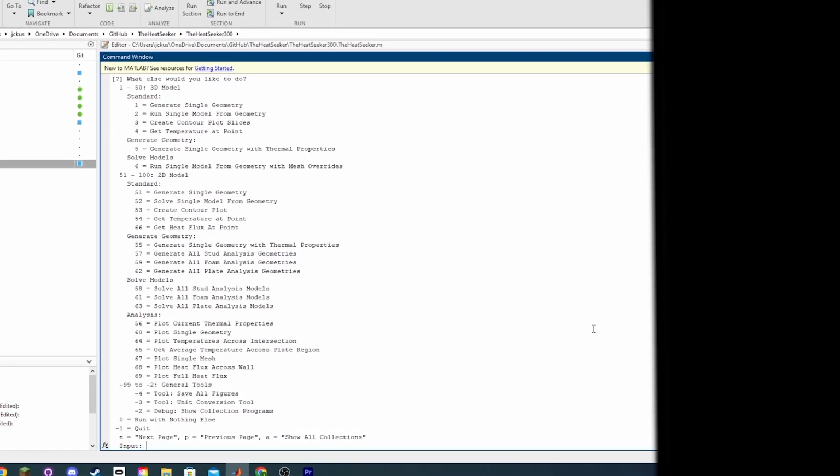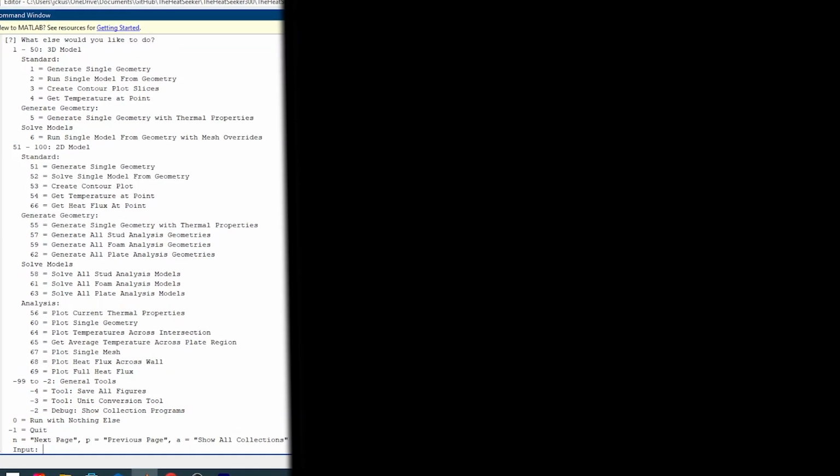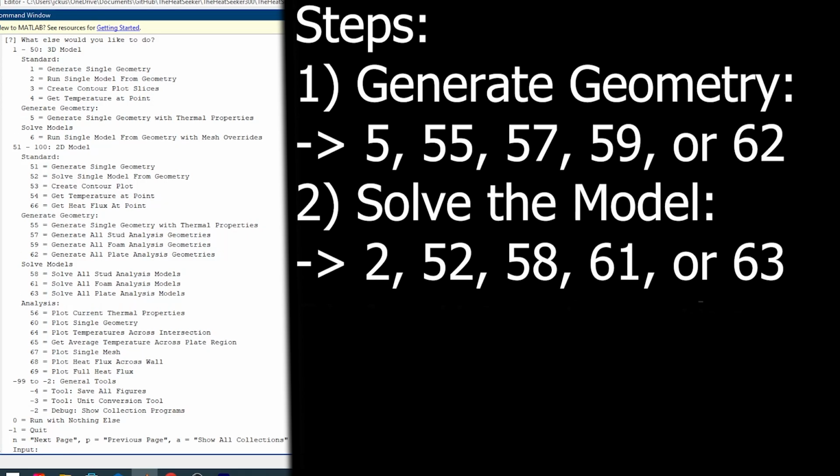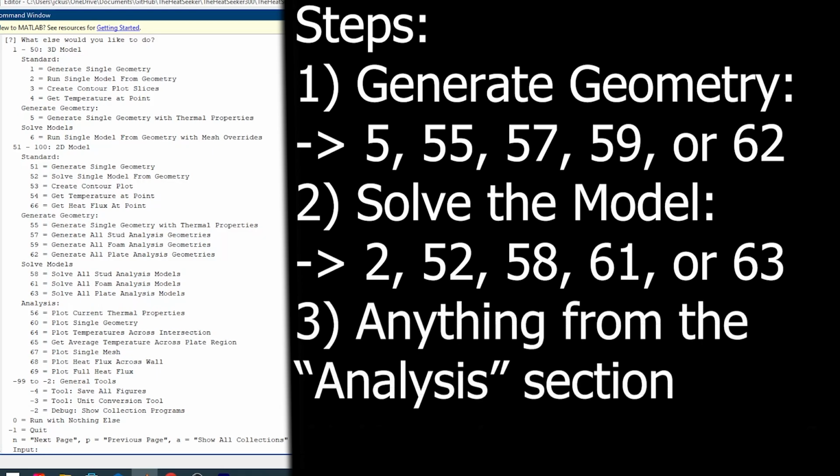You need to make sure to use the following order. You must first generate some geometry, like using collection 5 or 55. Second, you must solve the model, like using collection 2 or 52. Third, you can choose as many analysis collections as you want, in any order that you want to use them.